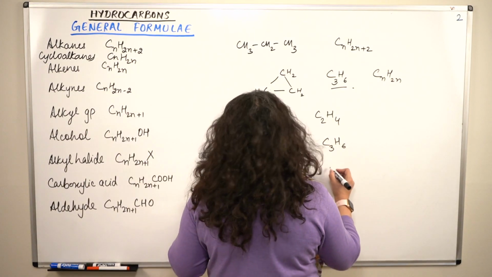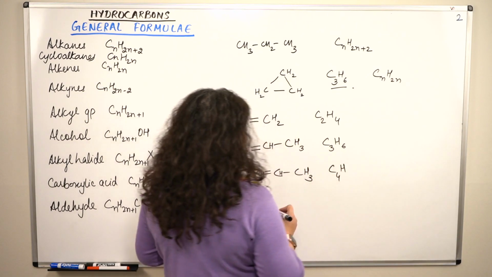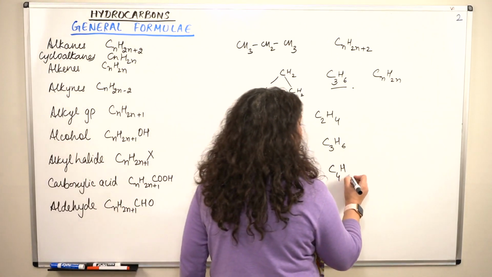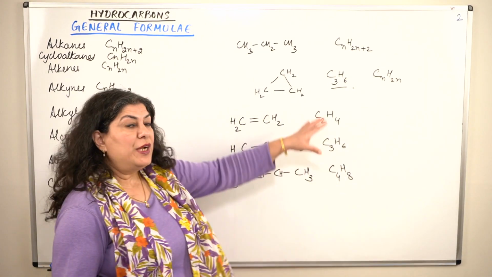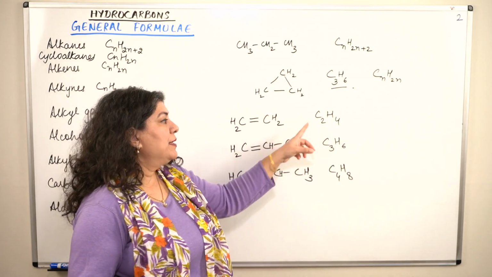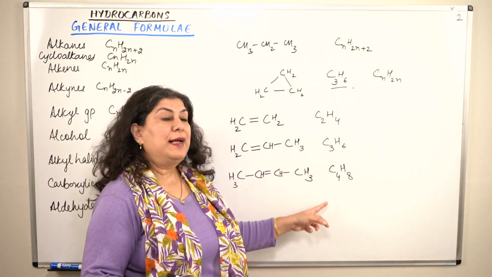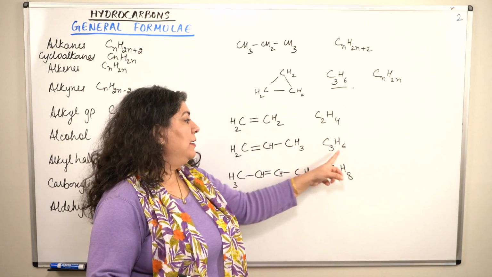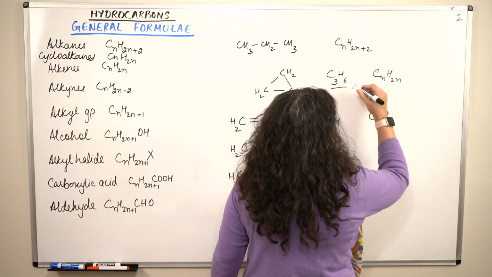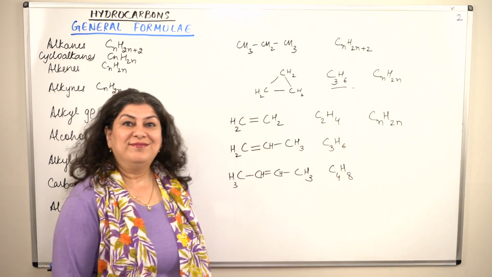So what is the formula here? This is C4, and how many hydrogens are here? 3 plus 3, 6, 7, 8. So C4H8. Can you derive a relationship between number of carbons and hydrogens here? Whatever is the number of carbons, N, the hydrogen is double of that. Look at that. CnH2n. That is why the general formula of alkenes also, just like cycloalkanes, is CnH2n.